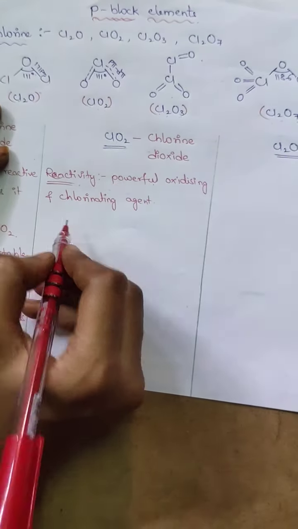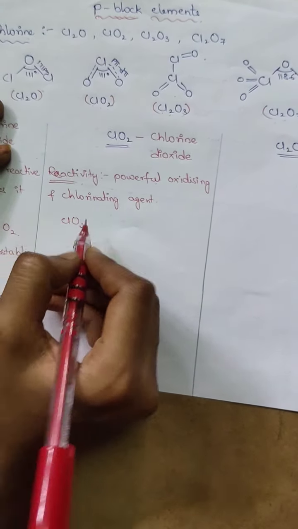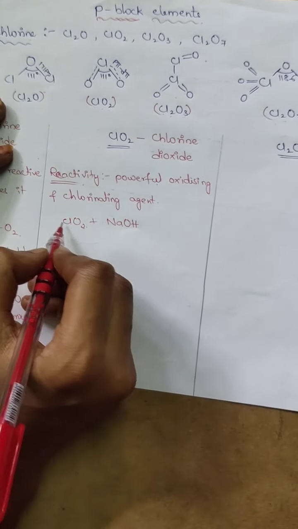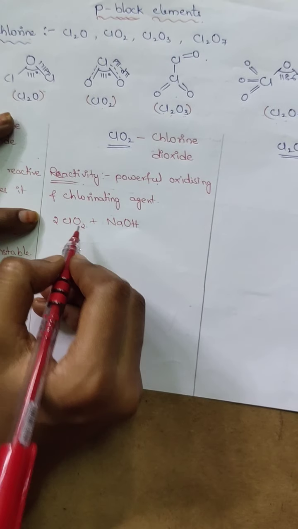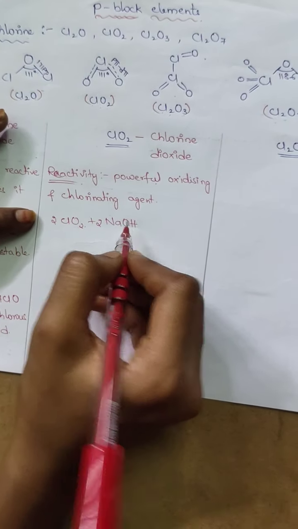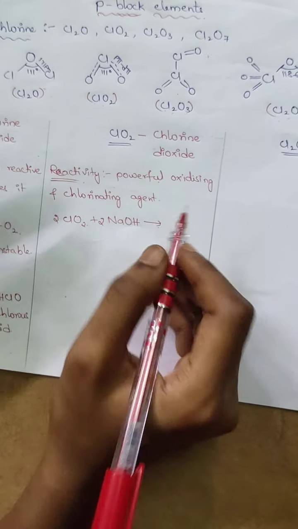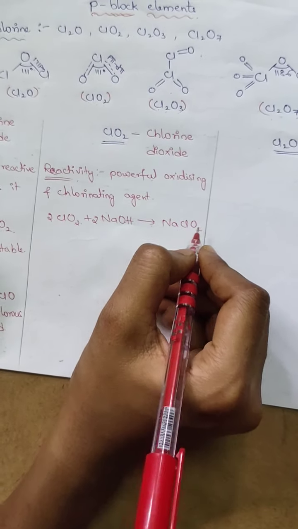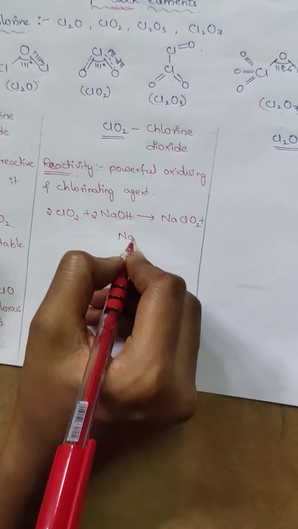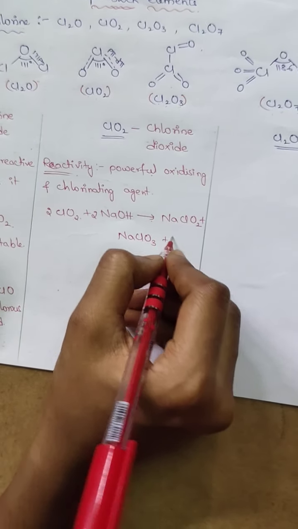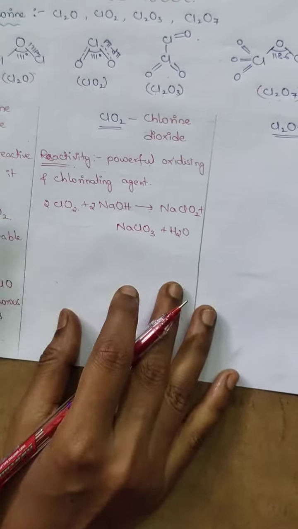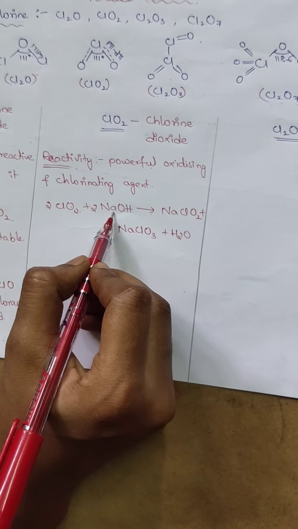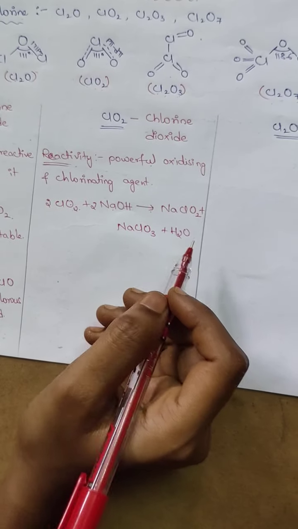Whenever this chlorine dioxide reacts with a base or alkali, here I am taking 2 moles of chlorine dioxide and 2 moles of base, then it will form chlorites and chlorates. Here we are getting NaClO2 and NaClO3 along with water. Whenever chlorine dioxide reacts with base, we get chlorites and chlorates.